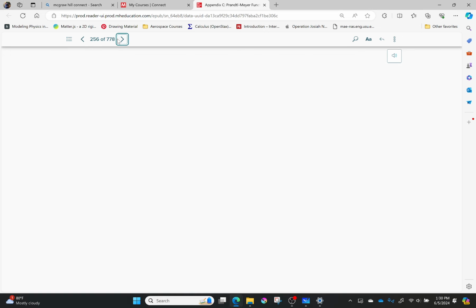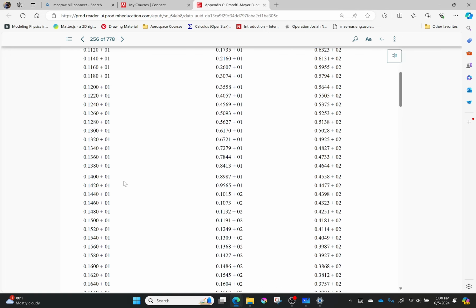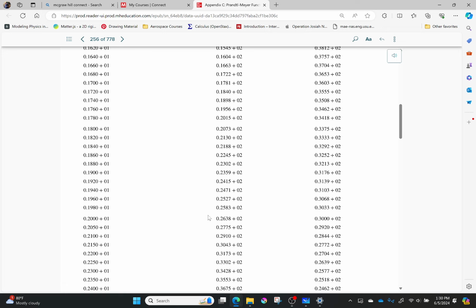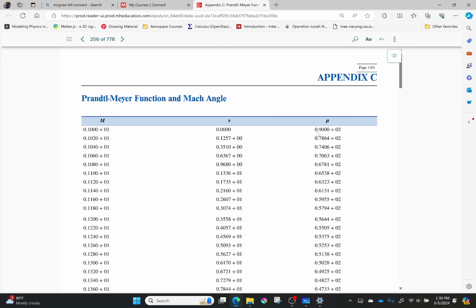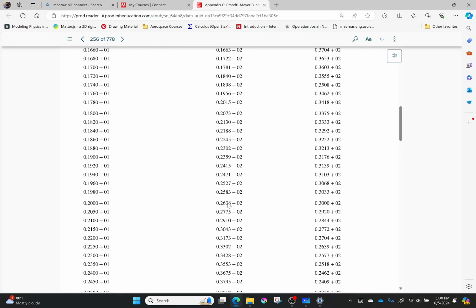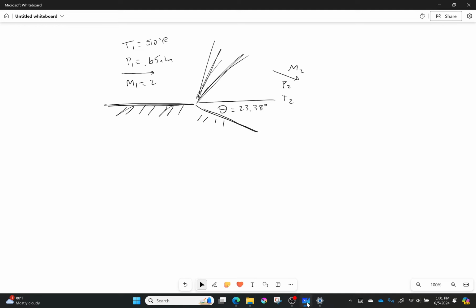Okay, so this is Appendix C. I'm going to scroll down. This is a Mach number of 2, and my Prandtl-Meyer function angle will be 26.38 degrees. So I found that right there. Be very careful, don't choose the Mach angle. That's completely different. I need a Prandtl-Meyer function angle. They are not the same thing at all. Okay, so 26.38 degrees.